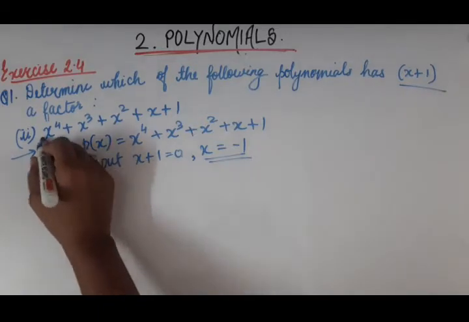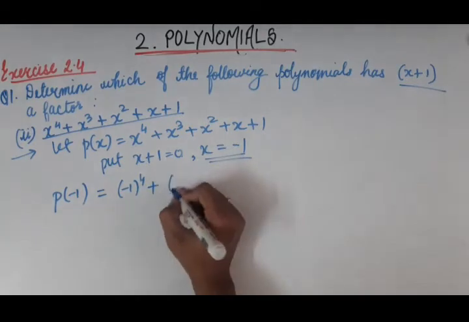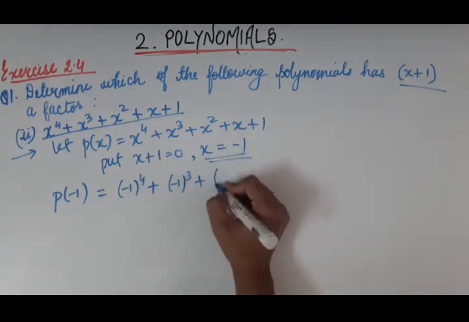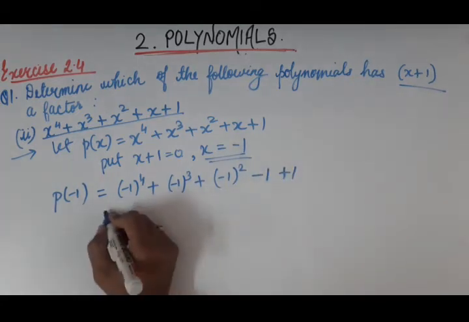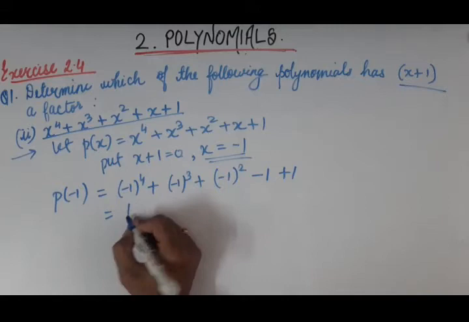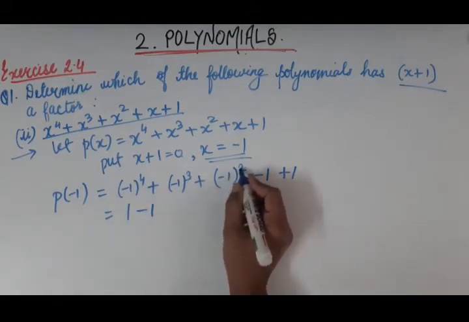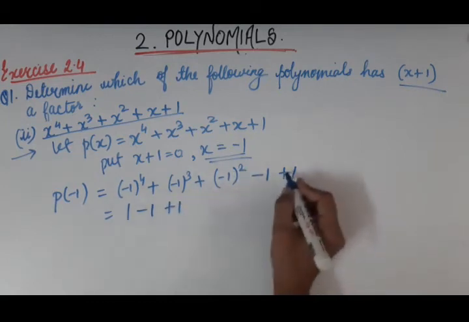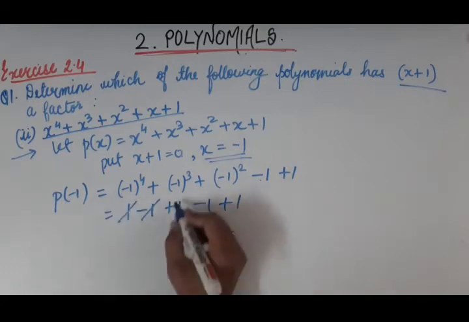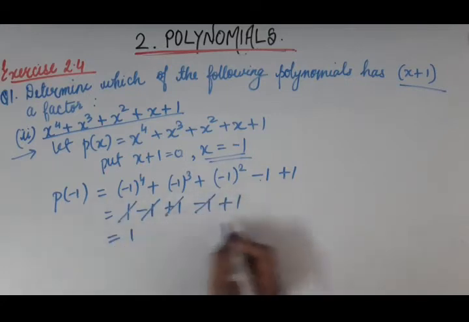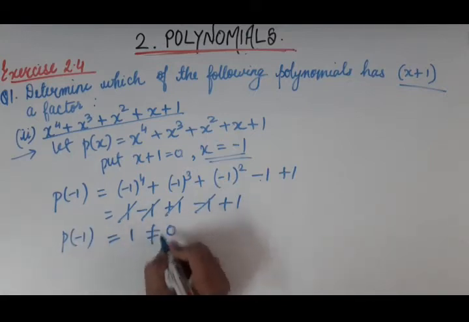So p of minus 1: x raised to 4, minus 1 raised to 4, plus x cube, minus 1 cube, plus x square, minus 1 square, plus x. So it will be minus 1 plus 1. Negative number raised to even power, it will be plus 1. Negative number raised to odd power, it will be minus 1. Minus 1 square or even power, so it will be plus 1. This minus 1 and this plus 1 as it is. So plus 1 minus 1 cancel, plus 1 minus 1 cancel. What remains is 1. So p of minus 1 is 1, which is not equal to 0.